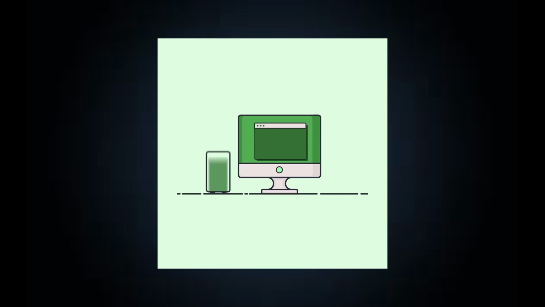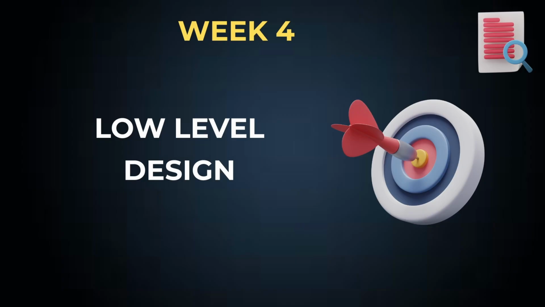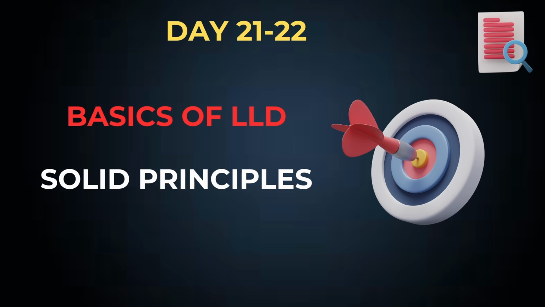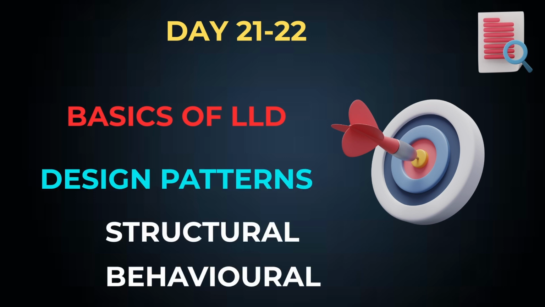Now we need to heavily focus on system design, because system design is a lot harder than data structures and algorithms. So let's kick in and see how we can plan our days for system design. Week number 4, that is low level design. From day 21 to day 22, dedicate these 2 days to learning the basics of low level design like OOPS concepts, SOLID principles, which are the most important principles when it comes to designing systems, and lastly design patterns.